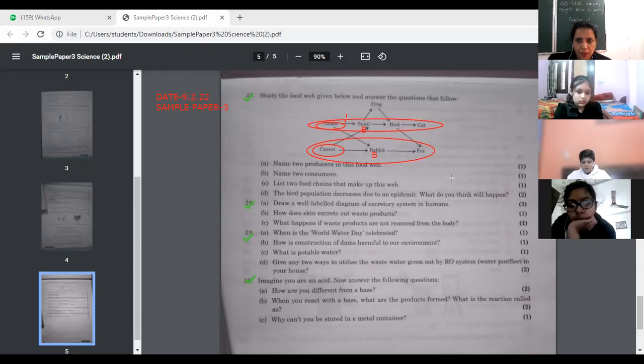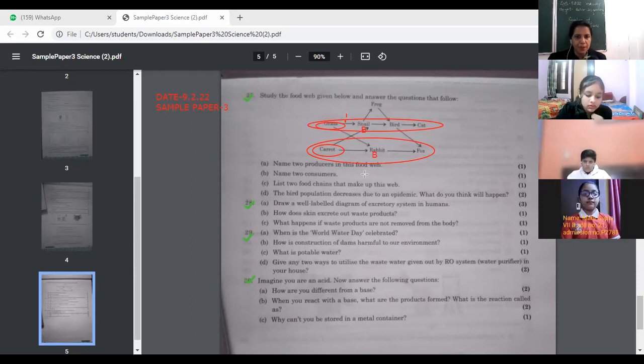Ma'am, grass eaten by snail, snail eaten by frog, frog eaten by bird, and bird eaten by cat. These two food chains are there. Okay. So we have found these two food chains from there. Just kindly mark it, beta. I hope it is clear to you.